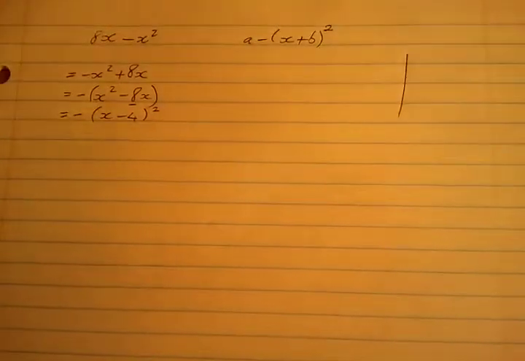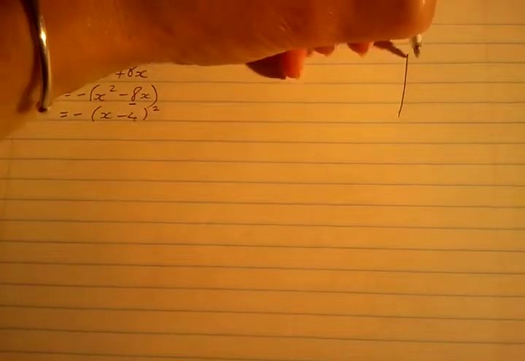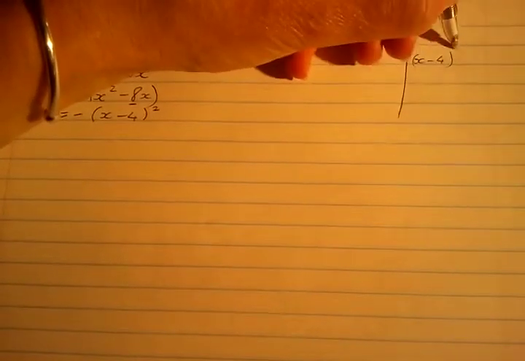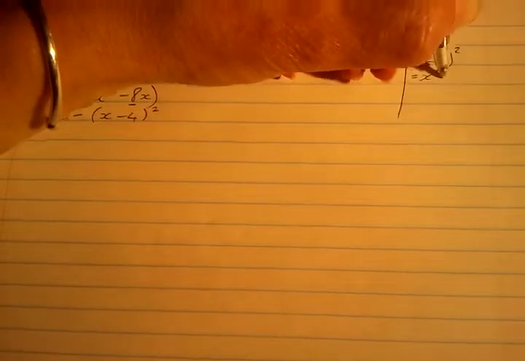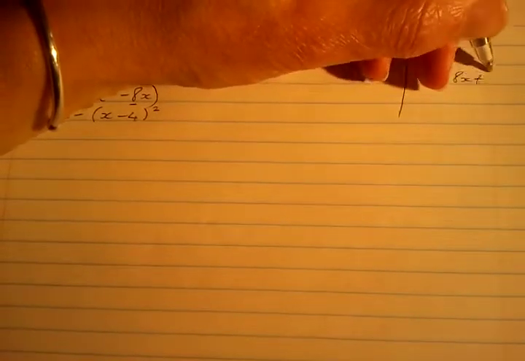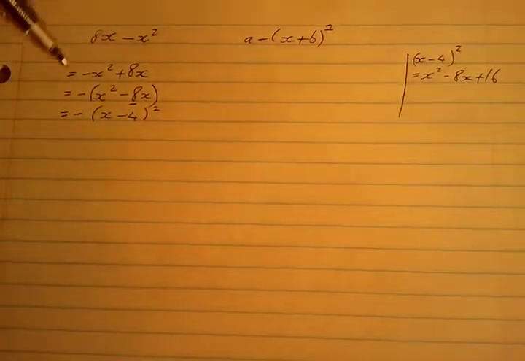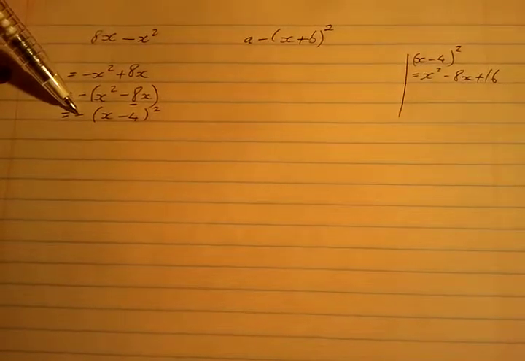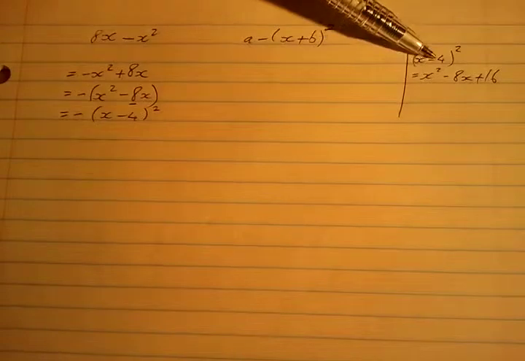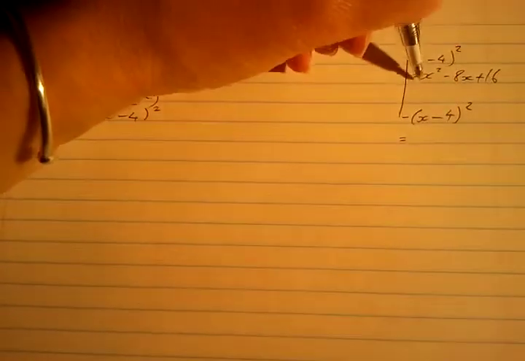So we could just go over here to a bit of scrap working and expand that if we weren't quite sure what we had. So x minus 4 all squared will give us x squared minus 8x plus 16. Okay. Now we have to remember this negative sign out the front. So if that's what x minus 4 all squared gives us, then the negative of x minus 4 all squared must give us the opposite of this line. So negative x squared plus 8x minus 16.